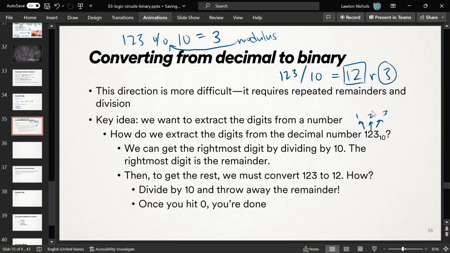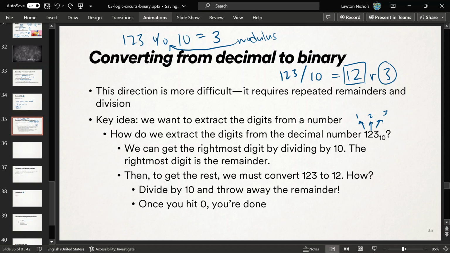So here's the trick. I kind of showed it to you here. You can always get the rightmost digit of any number by dividing by 10 and taking the remainder. See? If you divide 123 by 10, you get 12 left over, and then 3 is the remainder. So that'll always give you your rightmost digit. Get that remainder, do this modulus by 10 operation.